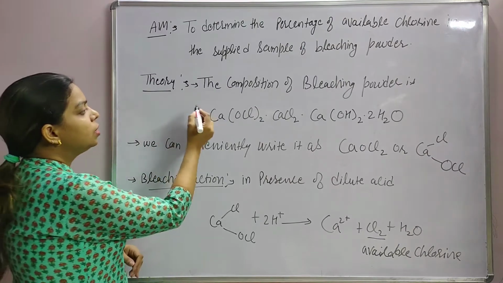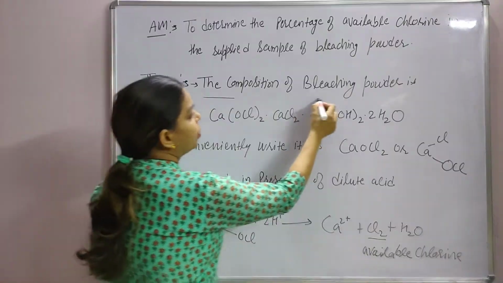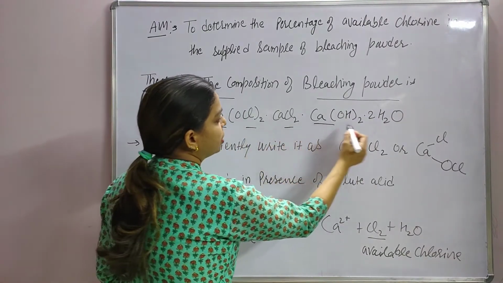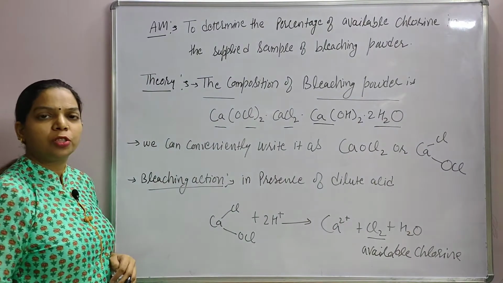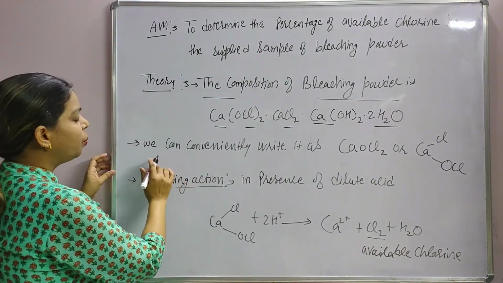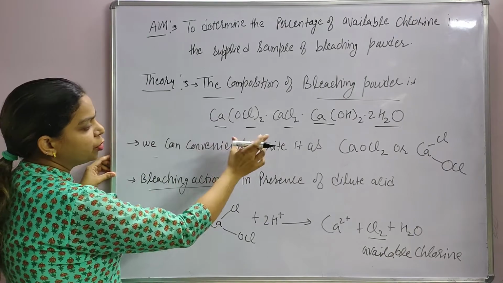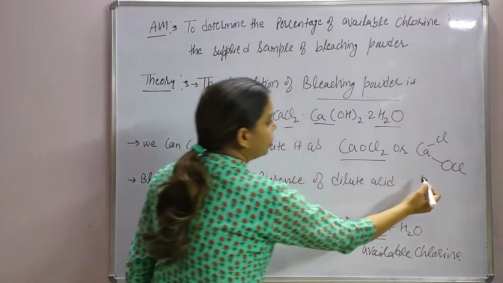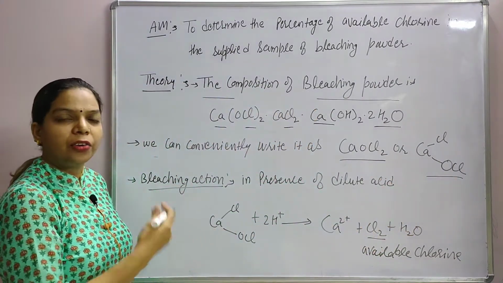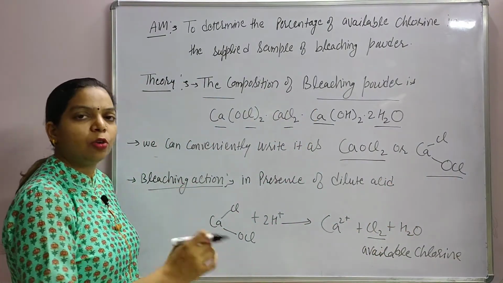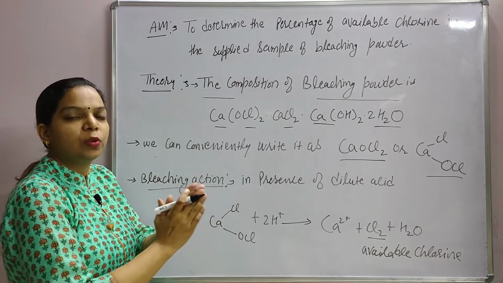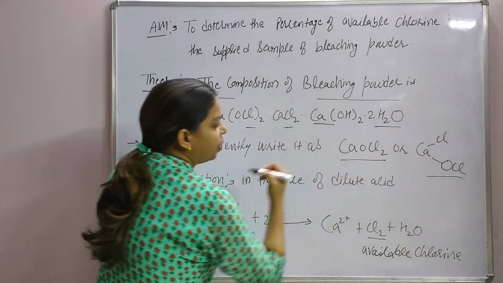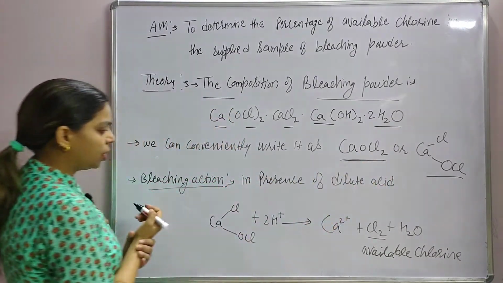So here we can see the composition of bleaching powder, which is calcium hypochlorite, calcium chloride, calcium hydroxide and water. We can conveniently write this expression in short form in terms of only calcium hypochlorite, because in our reaction the chlorine which is freely available will be released from this only. So we will mention only this part of the formula.